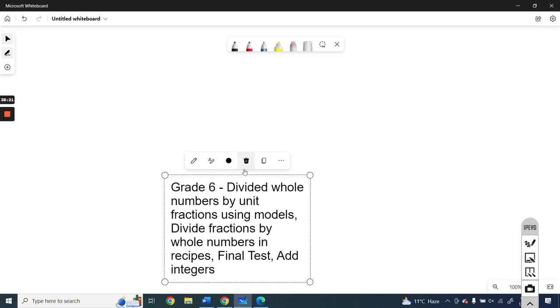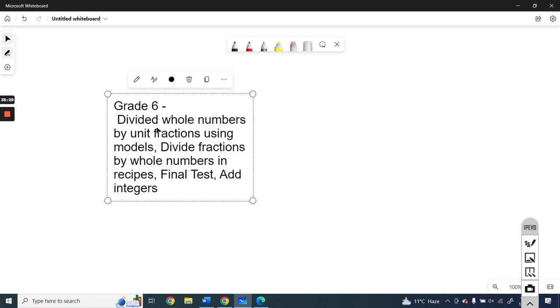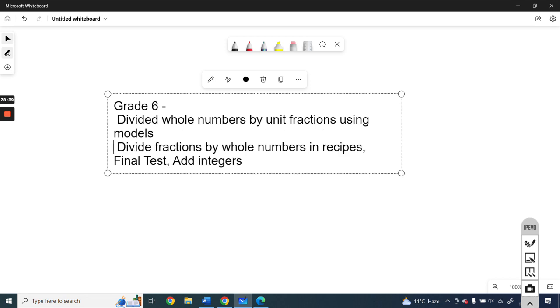So we're working on grade 6 maths, and the chapter is divide fractions, and the lessons we did from the chapter are dividing whole numbers by unit fractions using models. Then we did divide fractions by whole numbers in recipes. Then we did the final test of the chapter. We have started the new chapter, that is operations with integers, and the lesson we just did is add integers.